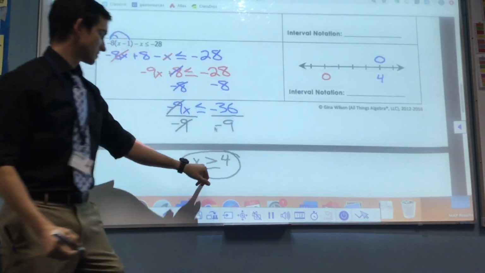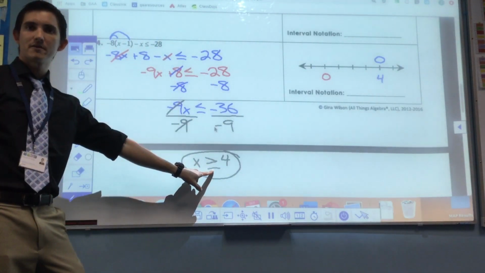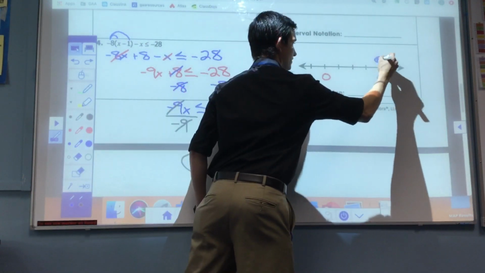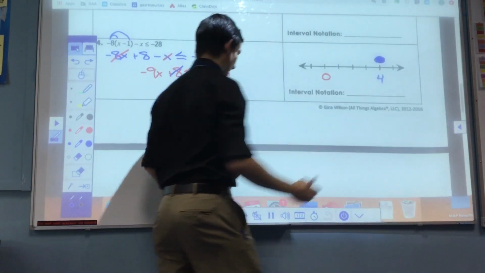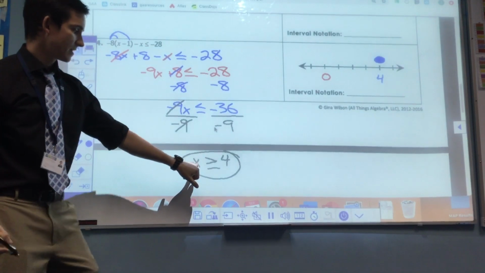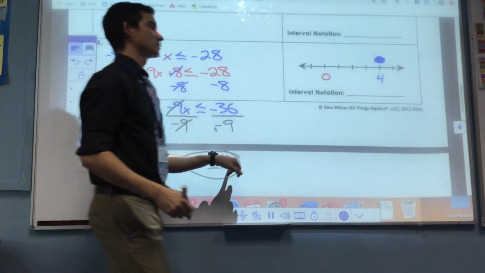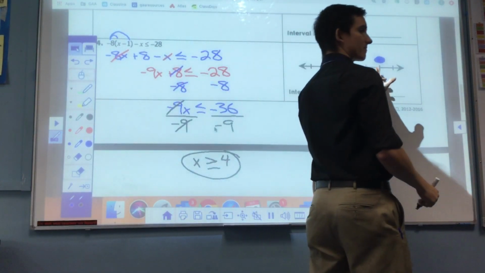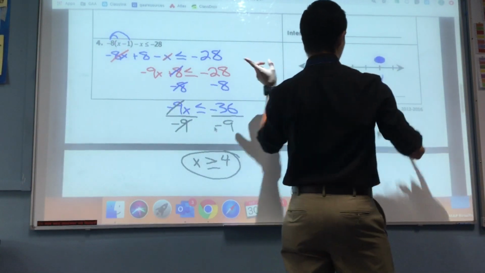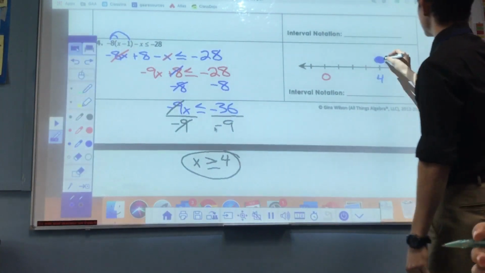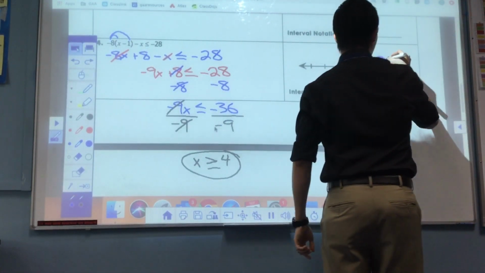Now, as far as the circle is concerned, you see the equals on the bottom? That means it's going to be a closed dot, right? So it's filled in. And it's saying x is bigger than 4. So where are all the bigger numbers at? Bigger numbers are to the left or to the right? They're to the right. Bigger numbers are over here. So like this is where 5, 6, all the way to infinity.